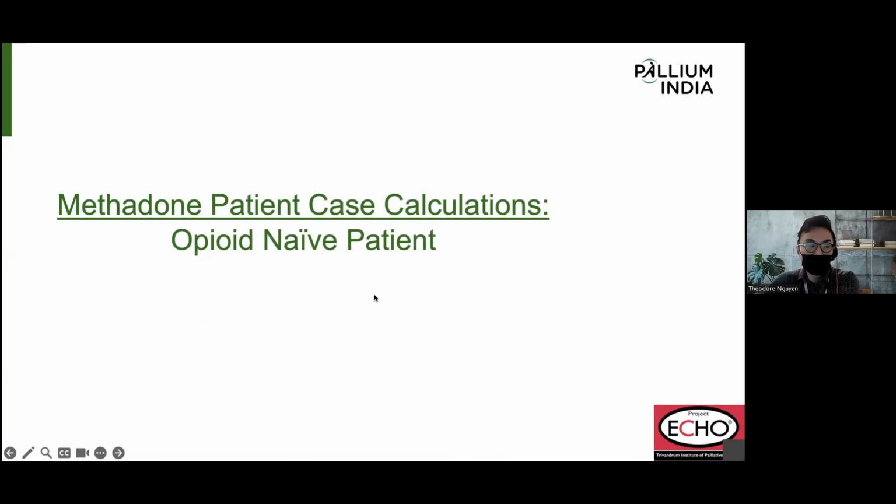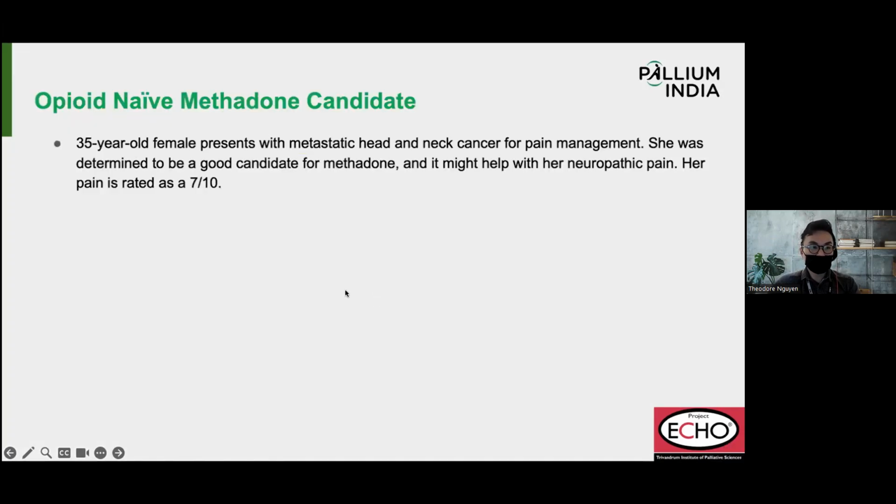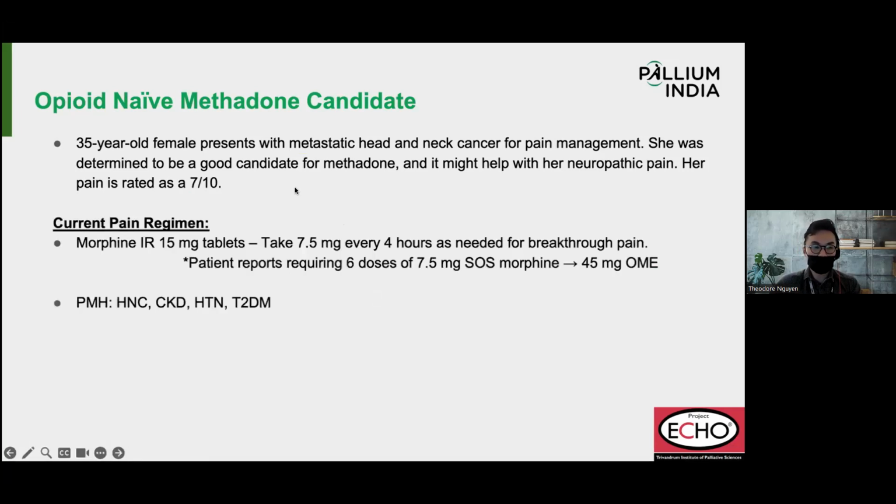For patients that are opioid naive, so in this case, a 37-year-old female presents with metastatic head and neck cancer for pain management. She was determined to be a good candidate for methadone as it might help with her neuropathic pain. Her pain is rated as 7 out of 10. So for current opioid use, for morphine she's using 7.5 milligrams every 4 hours. For breakthrough pain, she reports using 6 doses, so a total of 45 OMEs. Past medical history of head and neck cancer, CKD, hypertension, type 2 diabetes. So what methadone would you start?